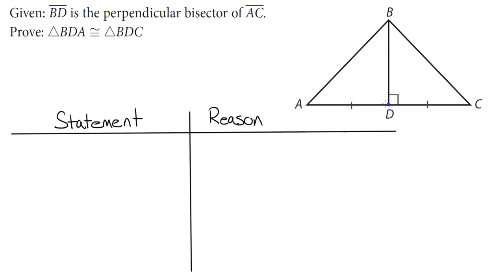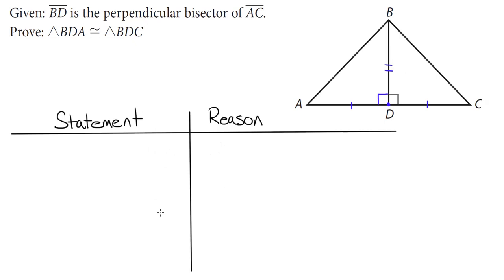Now we need the angle, right? So since BD is perpendicular to AC, not only is this angle here 90 degrees, this angle here is also 90 degrees. So now we have side, angle, and what we need is side. Well, BD is part of both triangles, and obviously BD is equal to itself. So now we have our side, angle, side, and all we need to do is list our statements and reasons in the proof.